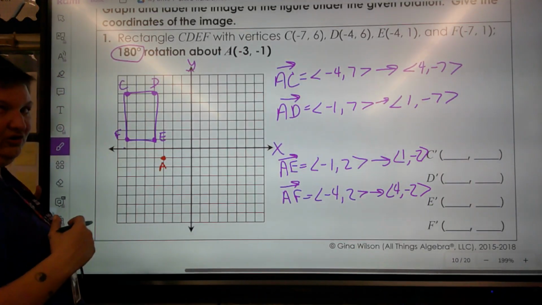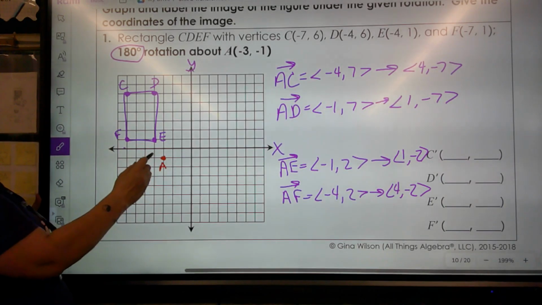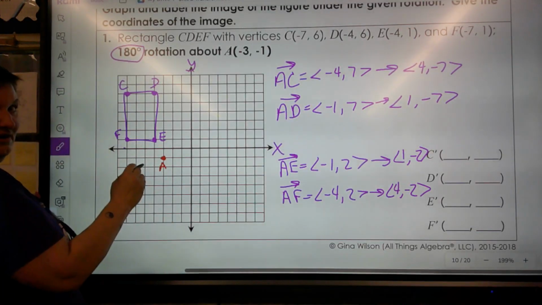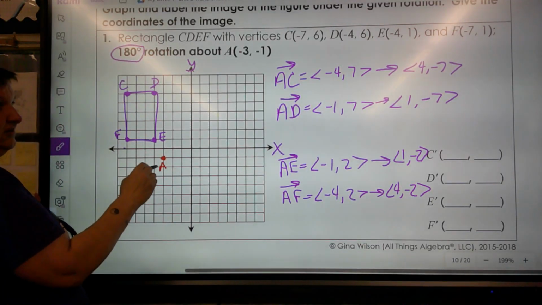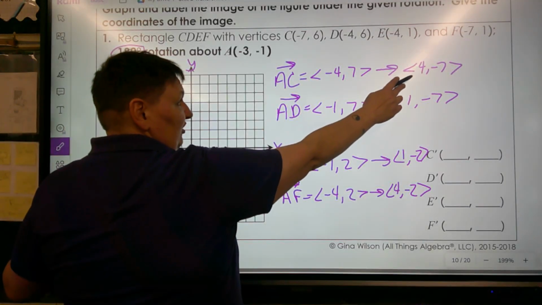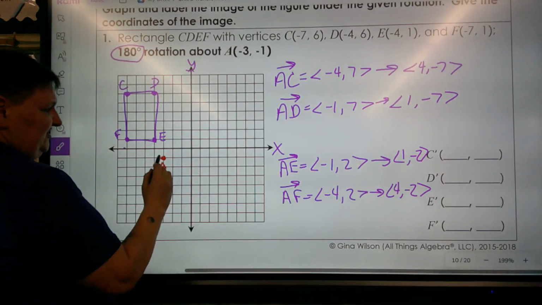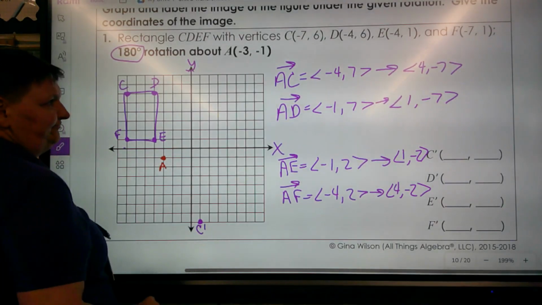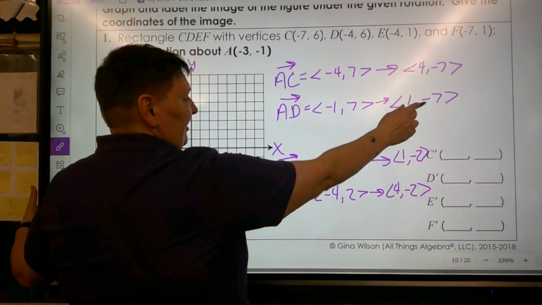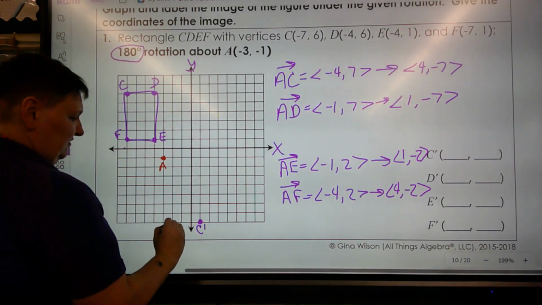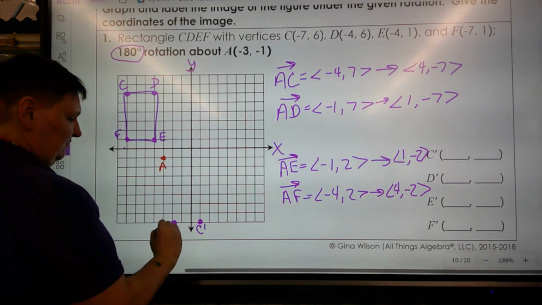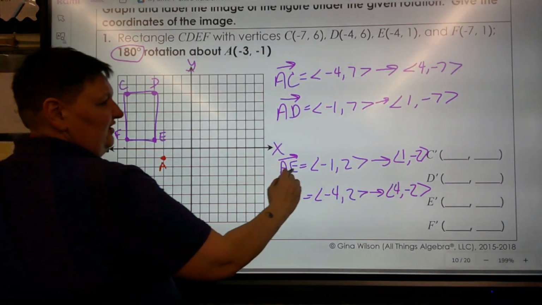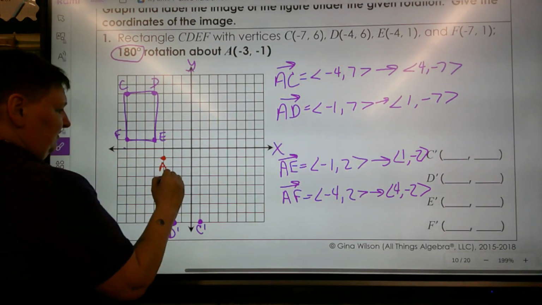Now we're going to plot our new vectors. We're going to plot our primes based on the vectors and the center of rotation, right? So we're going to go 4 right, 7 down from the center of rotation. 4 right, 7 down. And this is going to be C prime. D prime is 1 right, 7 down. E prime is 1 right, 2 down.